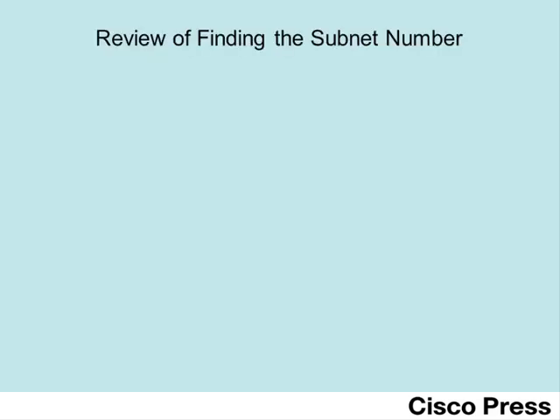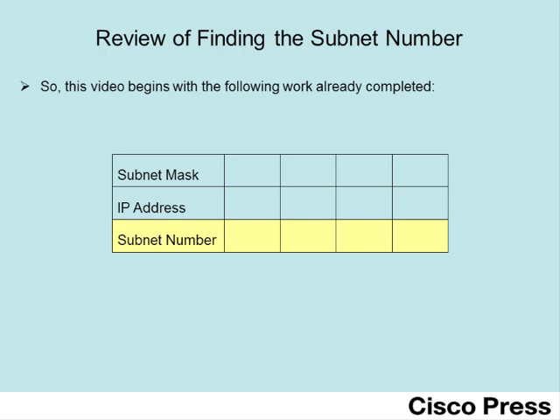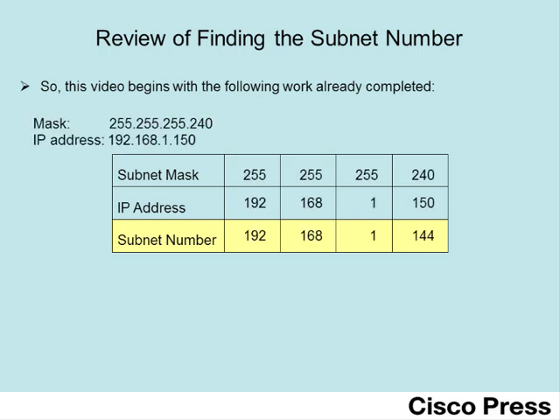In some ways, this video picks up an earlier example from an earlier video where we started with an IP address and a mask and calculated the subnet number. So as a brief review, we started with a table like this and an IP address of 192.168.1.150. We copied those numbers into the table and we calculated the subnet number. As part of that, we identified the fourth octet as the interesting octet because the subnet mask's value in that octet is neither a 255 nor a 0. And we calculated the magic number, 256 minus 240, which is 16.